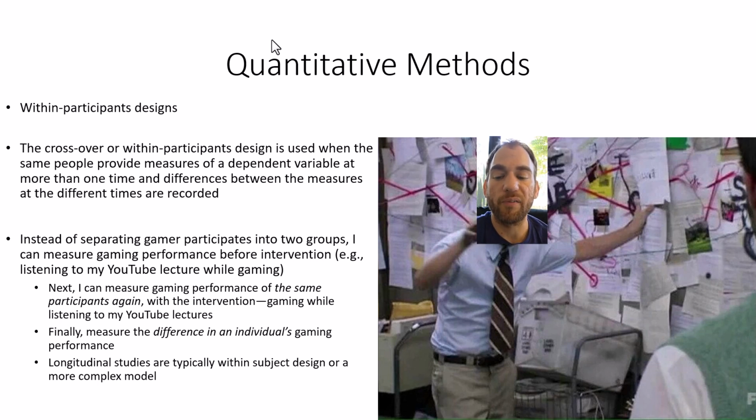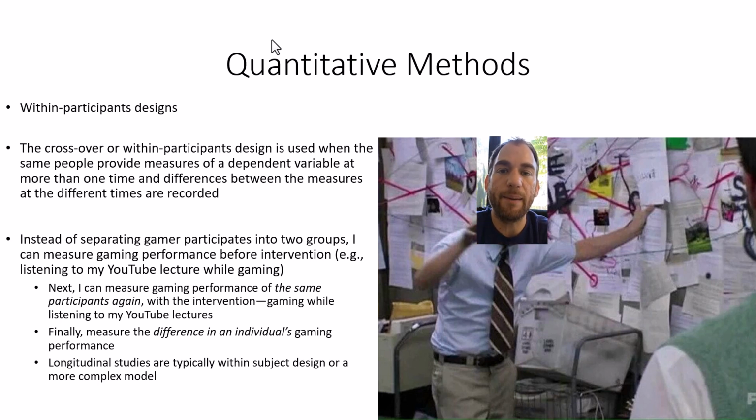So going back to our gaming example, say we have 100 participants, and what we do is have the 100 participants play a game of Call of Duty while listening to nothing, okay? So nothing is being done, we're just watching them play Call of Duty. Next, we send them on their way. Then the participants come back into our lab, and this time they play Call of Duty while listening to my lecture. And then we see if there are differences within that person.